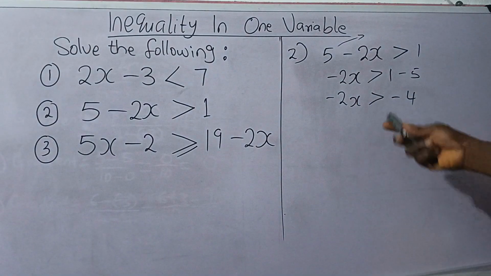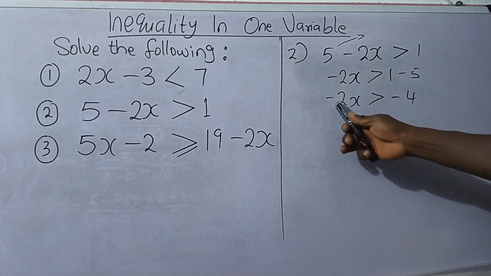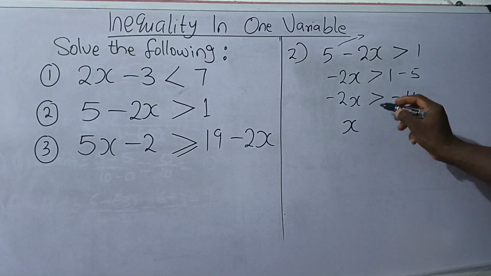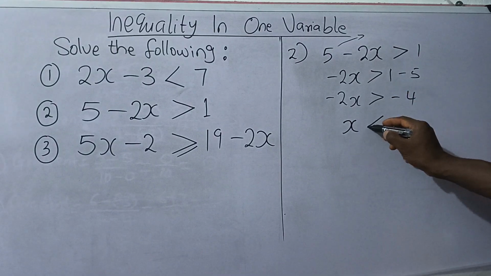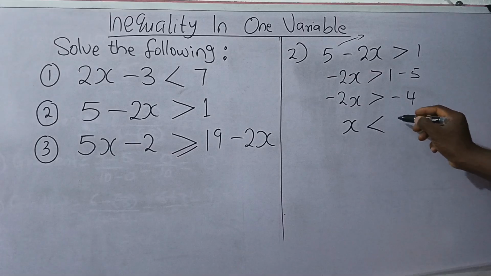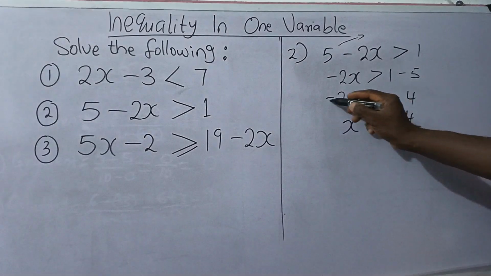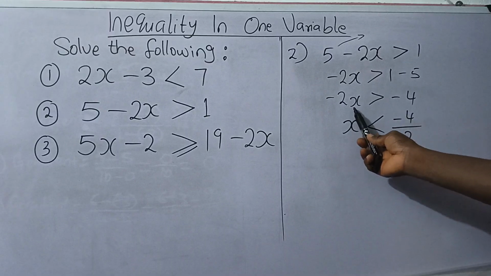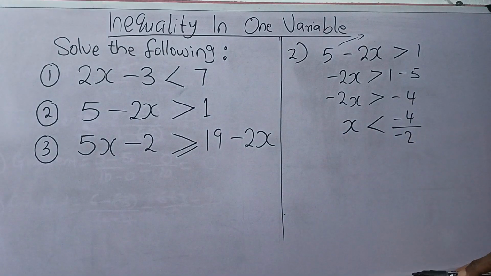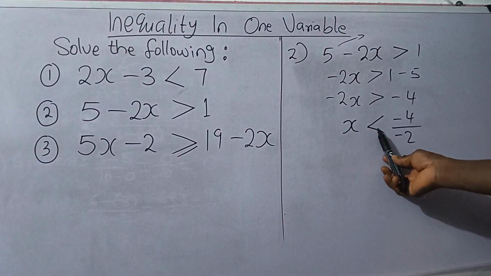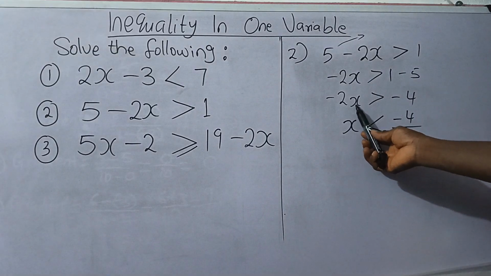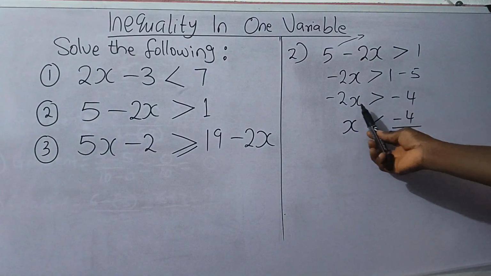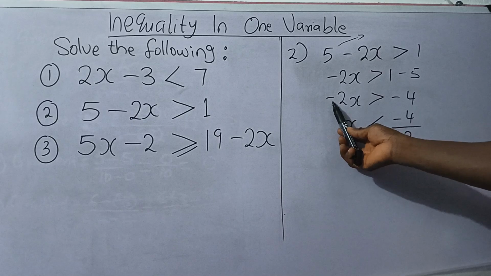Then as for this, dividing both sides by the coefficient here, negative 2, the sign that we have here becomes less than. Negative 4 divided by negative 2, because we are dividing both sides by the coefficient of x, which is negative 2. And you know why the sign changed? The reason why the sign changed is simply because you are dividing both sides by a coefficient that is negative.